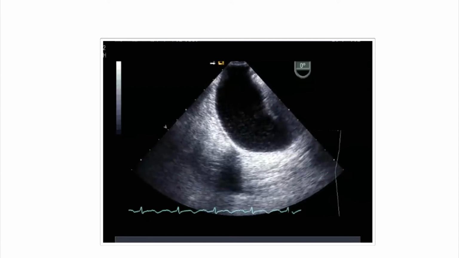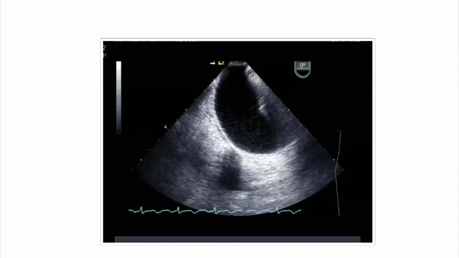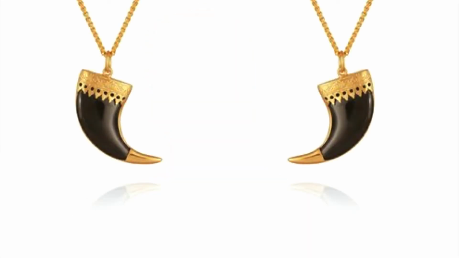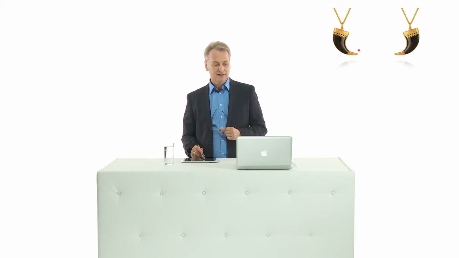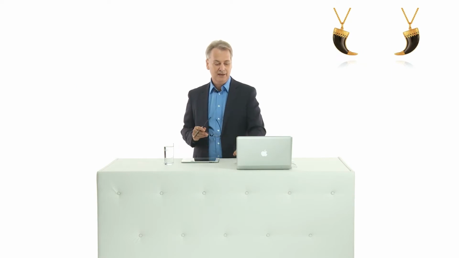Now, where do you think this effusion is? Is it on the left side or on the right side? Well, there's a little trick, the so-called tiger claw sign. If you imagine that the pericardial effusion usually has the shape of such a tiger claw, then the tip of this tiger claw on the image screen points to the direction where the effusion is. If it points to the right, the effusion is on the right. If it points to the left, on the left.